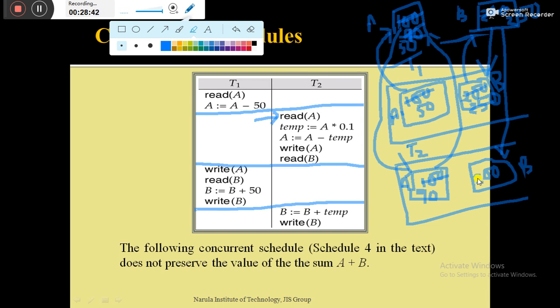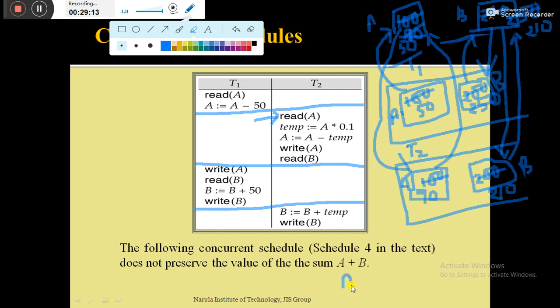So 200 will be updated with temp. What is the temp? Value of temp is 10. So it becomes 210. Then write B means the value will be written over here. So it will be updated with the value of B, which is 210. And then both the transactions are completed. CPU has completed all the transactions.